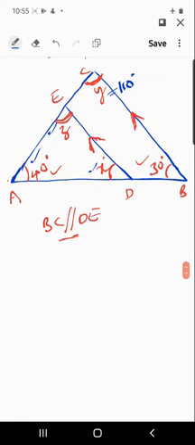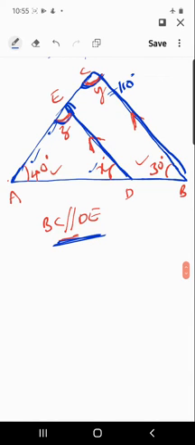Here you see it is already given that BC is parallel to DE. They said BC is parallel to DE, so these two lines are parallel. That means what is the relation between these two angles? I told you already in the transversal concept, these two are corresponding angles. EC is a transversal for these two, then these two angles are corresponding.